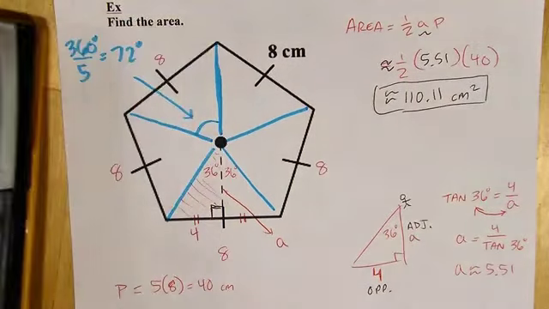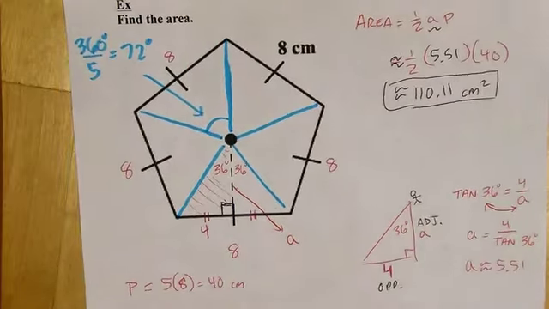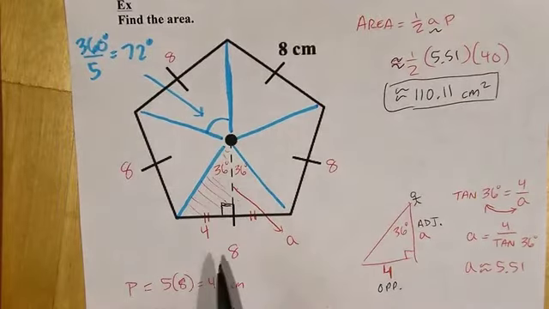Okay, so there's a lot of steps here because you got to cut it up, find the angle, then you got to set up a trig function using SOHCAHTOA. So you got to bring in some stuff from some previous chapters in order to solve problems like this.